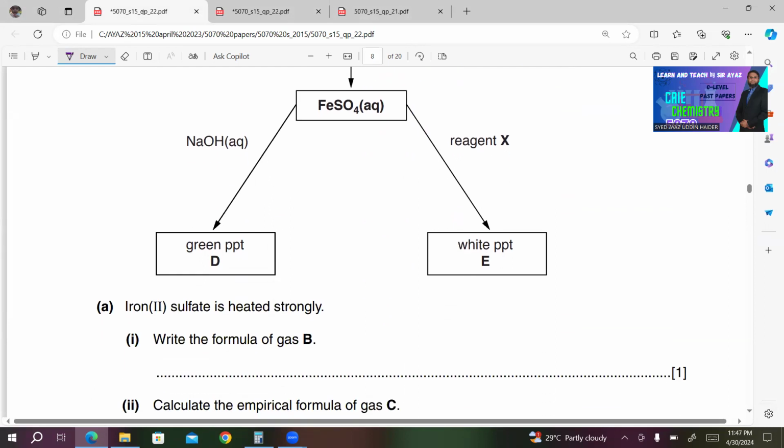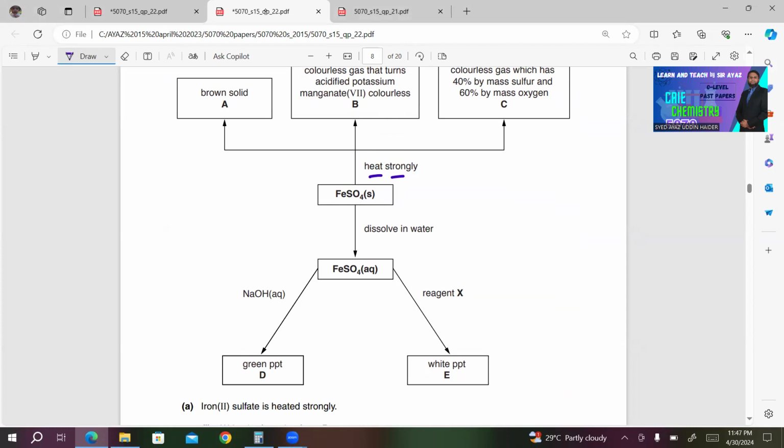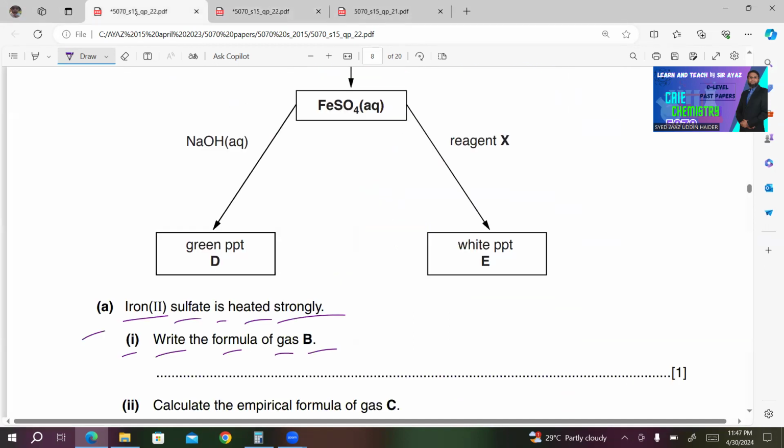Okay, this is the first part. A. Iron(II) sulfate is heated strongly. Number 1, write the formula of gas B. Gas B is a gas which turns acidified potassium manganate colorless. There's only one gas we have in our syllabus, and it's SO2. So you write SO2. This is sulfur dioxide.